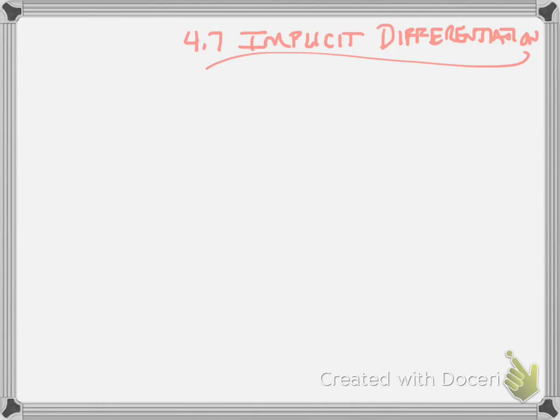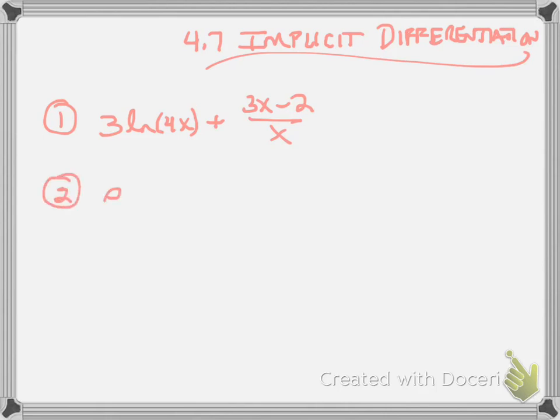All right, so the first warm-up, the derivative was 3 ln of 4x plus 3x minus 2 all over x. That's about as simplified as you can get. Second problem was e to the square root of x plus 6x, that's how it started, times 1/2 x to the negative 1/2 plus 6.